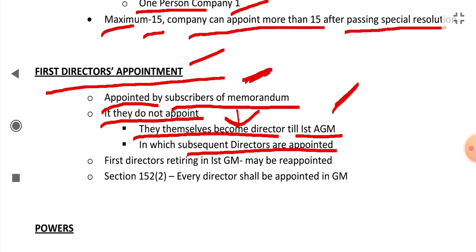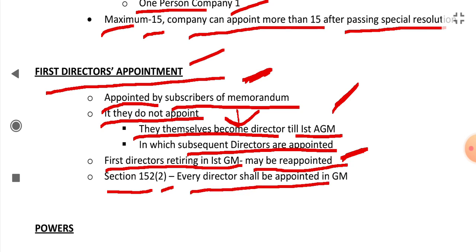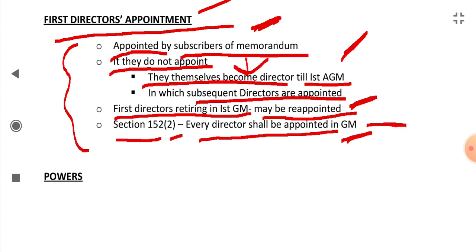The first directors who were appointed retire in the first general meeting, and they can be reappointed. If the company wants, they can reappoint those first directors. Section 152 clause 2 says every director shall be appointed in general meeting. The appointment of directors can happen only in general meetings. So this was the appointment of directors.